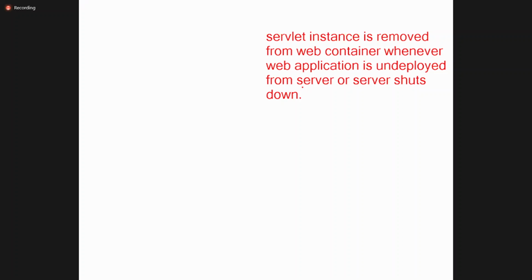Whatever notes I gave, first see how many lifecycle methods there are. Three. What are those? Init, service, destroy. When is the init method called by the web container? Whenever the first request comes to a servlet. When is the service method called? For every request. When is the destroy method called? Whenever the servlet instance is removed from the web container, which happens whenever the web application is undeployed or the server shuts down.